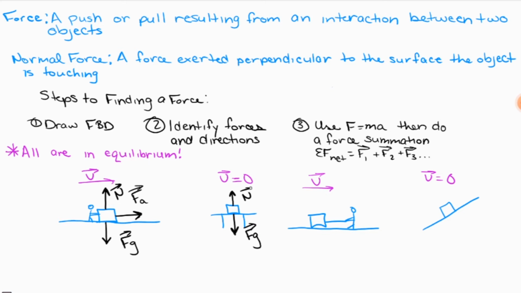The third one we have a guy pulling a box by a rope. Whenever ropes are involved, we use a tension force. So the tension force is going to the right. Then you have the normal force going up and the force of gravity going down.